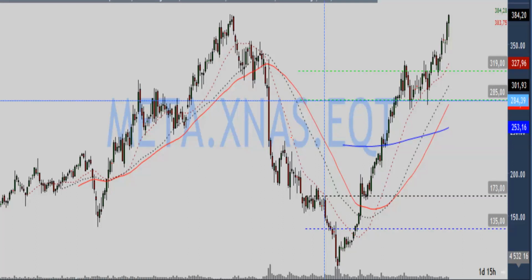So the end result of this manipulation is this. The retail investor ends up buying high at a premium, like over here, and selling low at a loss, like over here. And this is a recipe for losing money.